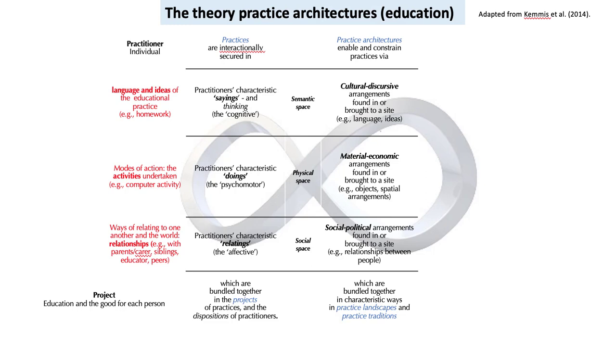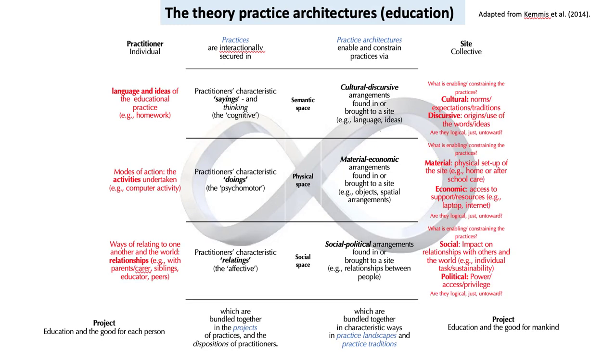What sort of relationships if you've got multiple siblings in the house trying to compete at the same time for attention around help with their homework? So you can see that practice homework has got mutually constituted sayings, doings and relatings that unfold as the practice happens.